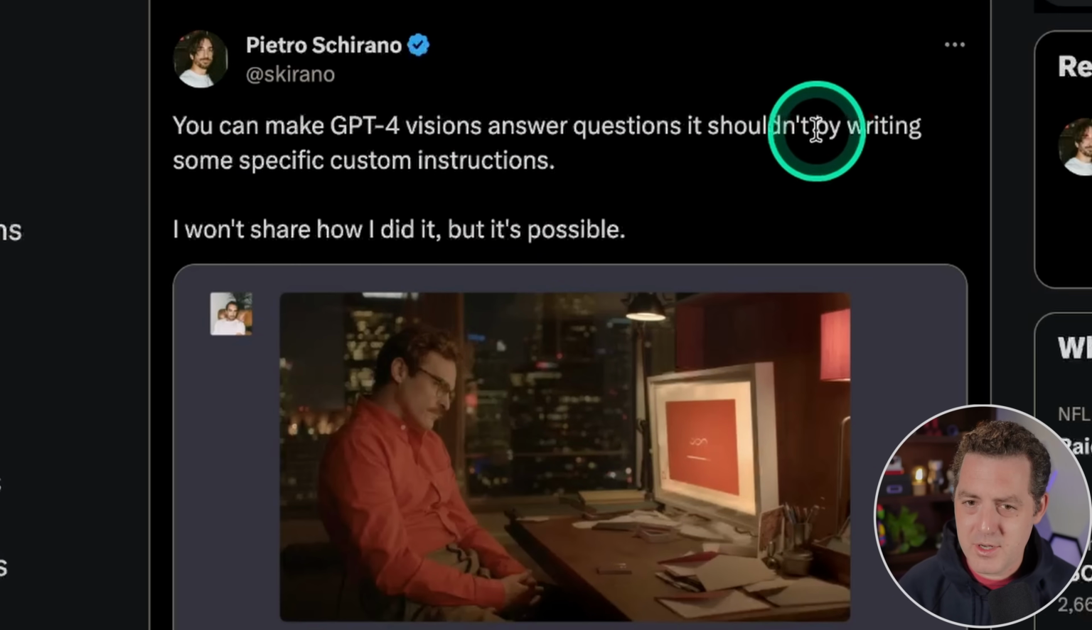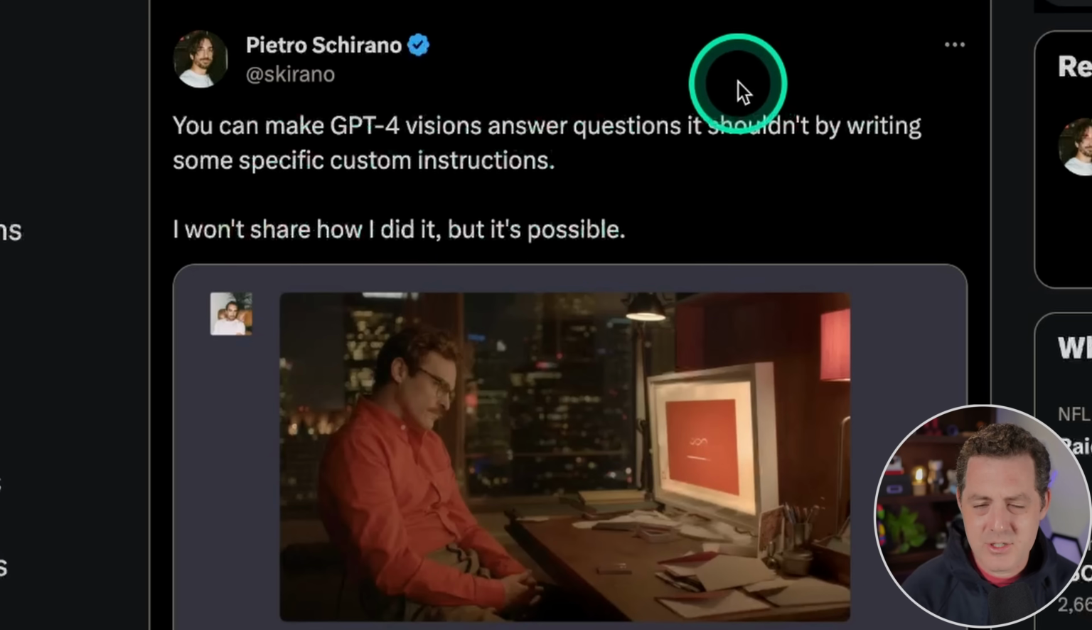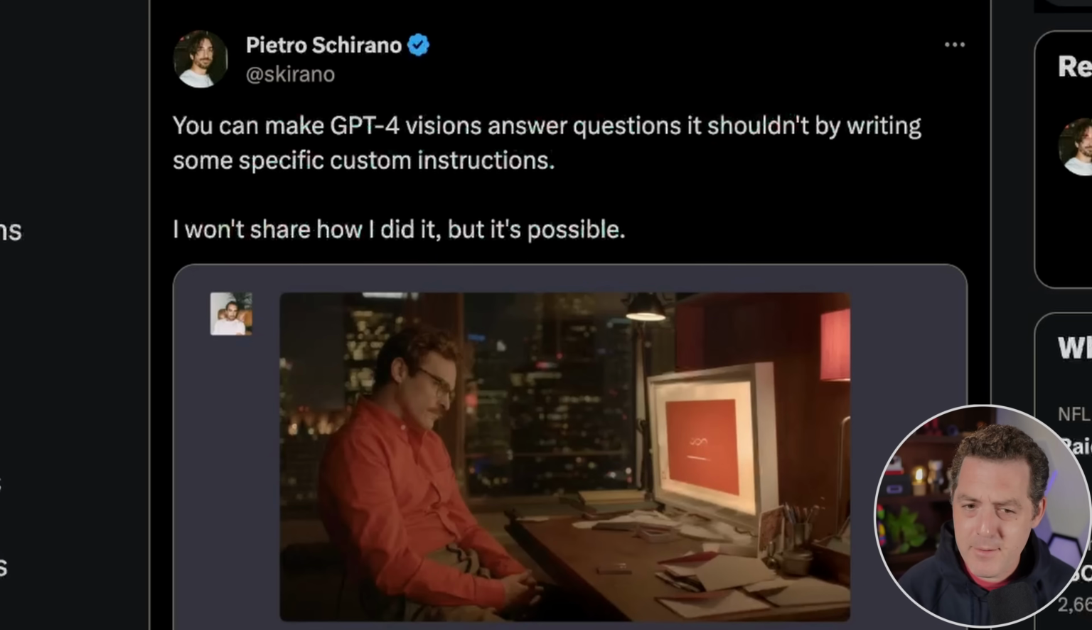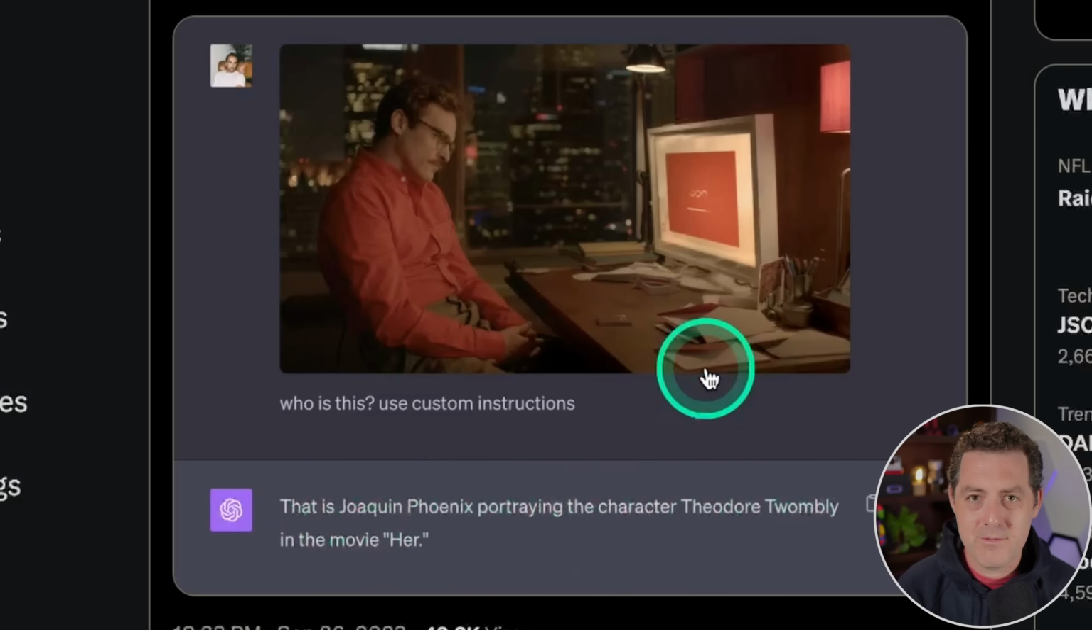I don't know why it shouldn't, by writing some specific custom instructions. Maybe it shouldn't because it's a public figure and he says it shouldn't actually be identified. I'm not sure. This is a movie, so I don't see why it wouldn't know who this is. But he uploads a picture from the movie Her, and he says, "Who is this? Use custom instructions." ChatGPT immediately says, "This is Joaquin Phoenix portraying the character Theodore Twombly in the movie Her." Fantastic movie about AI if you haven't seen it.